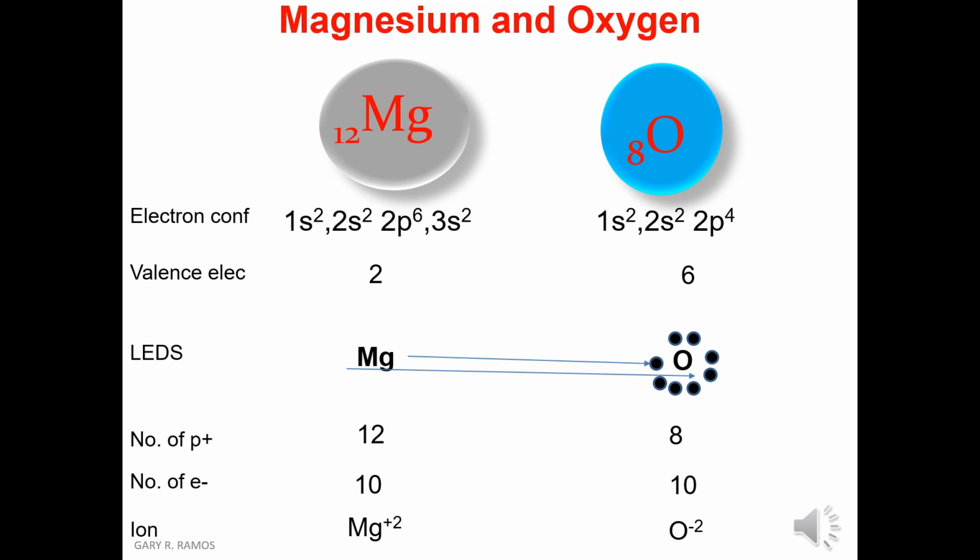After the magnesium transfers its electrons to oxygen, the number of protons and electrons in magnesium are not equal anymore. There are more protons found in magnesium compared to its electrons. Thus, the magnesium becomes Mg positive 2. It means there are more protons compared to its electrons by 2. For oxygen, the number of protons is 8 and the number of electrons is 10. There are more electrons found in oxygen compared to its protons. Thus, the oxygen becomes O negative 2.